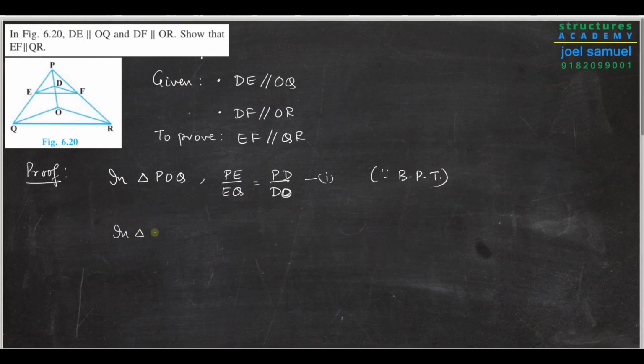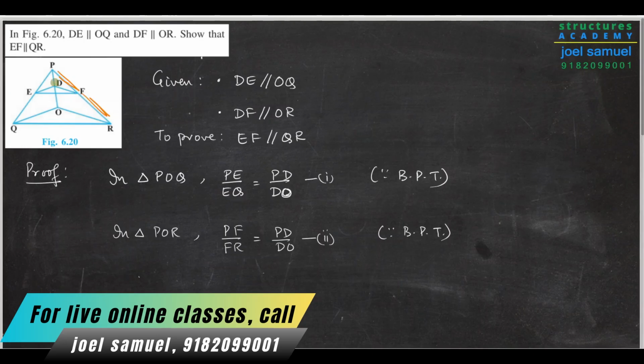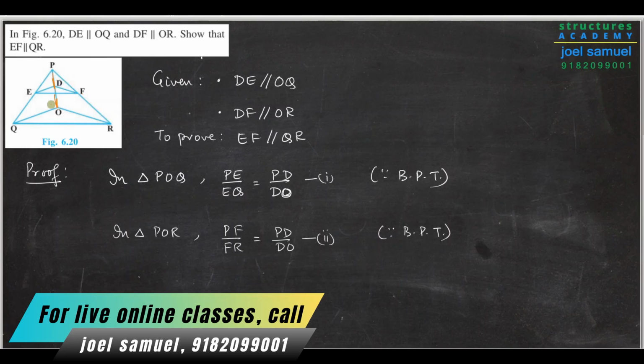Now let's take the other triangle. In triangle POR, we write PF divided by FR is again equal to PD divided by DO. This is equation 2, and the reason is again BPT. Now in this triangle POR, what we are saying is, because DF and OR are given parallel, BPT allows us to write PF by FR is equal to PD by DO.